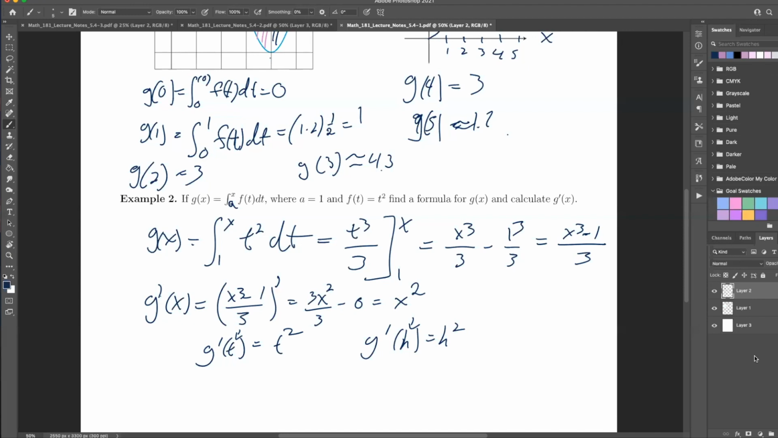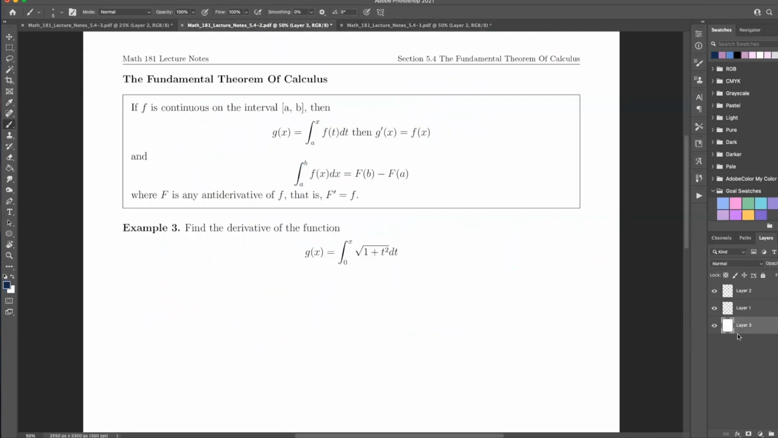All right, so that's kind of the fundamental theorem of calculus. Here, if I integrate something, I'll get a function, and if I take that derivative, I'm going to get back the same function from what I integrated. That's the fundamental theorem of calculus. So let's look at it.